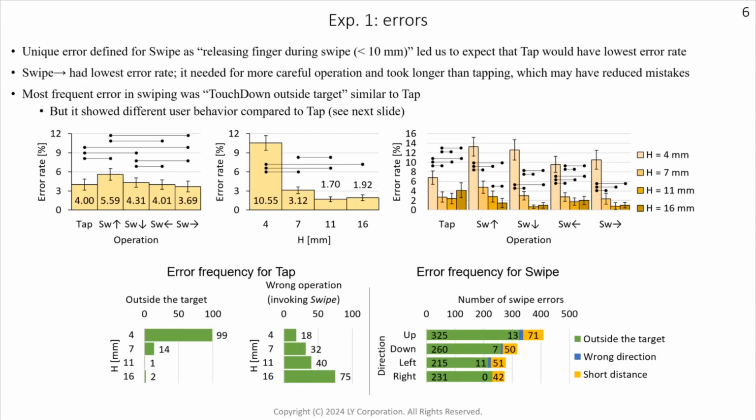Regarding operational errors, we expected that tapping would yield the lowest error rate because of its simple action. However, the rightward swipe has the smallest error rate. One possible reason is that a longer time was spent for performing the rightward swipe. Furthermore, the most common error for swiping was touching outside the target, which was also the case with tapping.